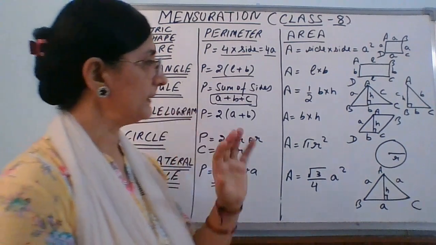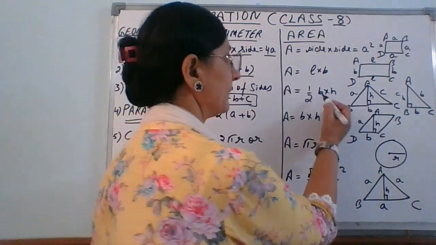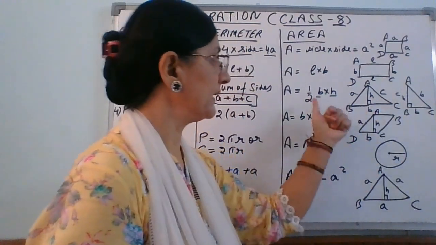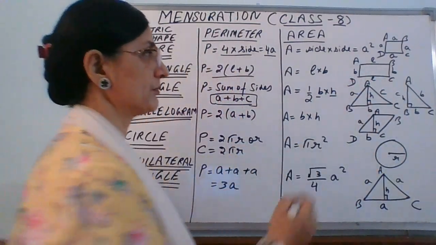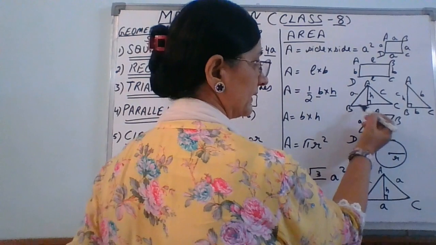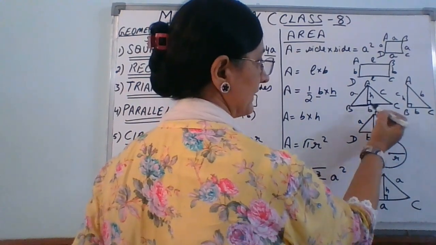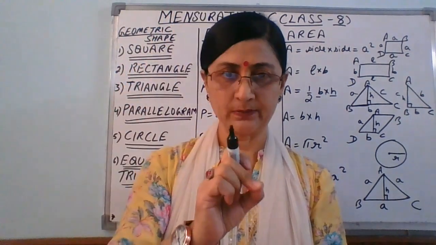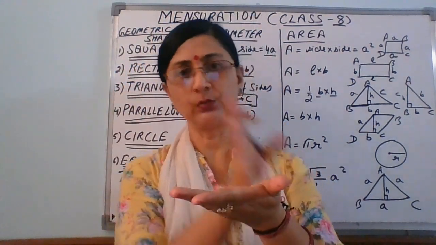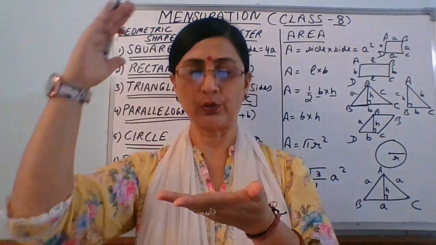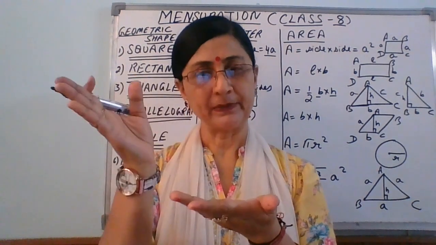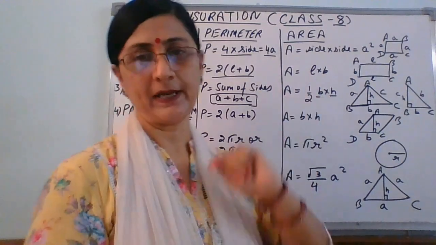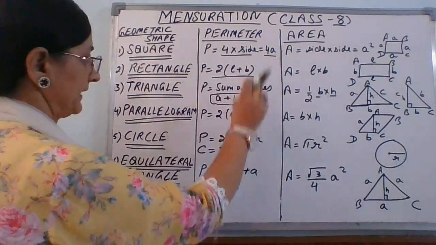Then comes the area. Area is half multiplied by base and multiplied by the height. The base has to be used, not the hypotenuse, right? Like the perpendicular is dropped on this side, so this is the base. The base is the side on which the perpendicular is dropped. If the perpendicular is drawn this way, then this will be the base. If the perpendicular is drawn the other way, then the line on which that perpendicular drops is the base, right? So here half into base into height is the area of a right triangle.